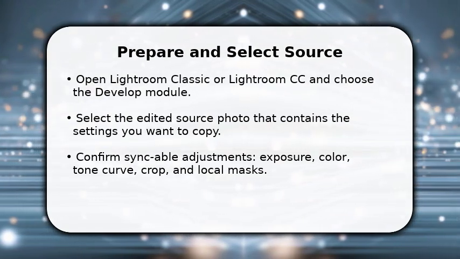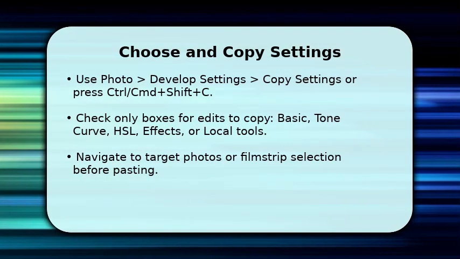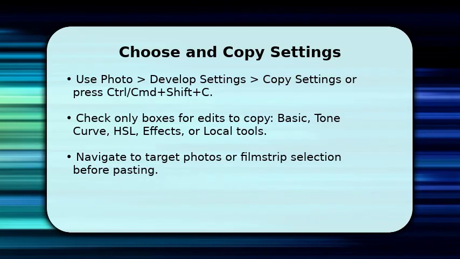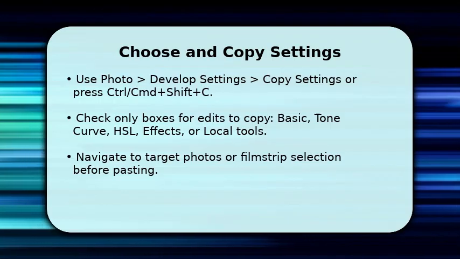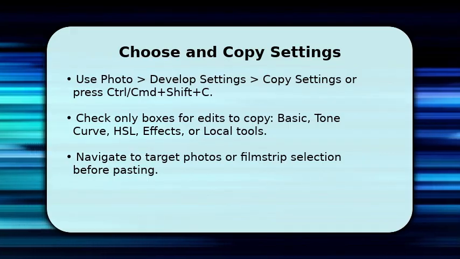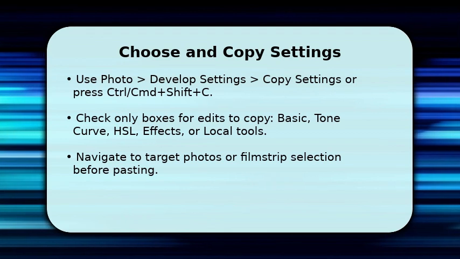Now you pick which settings to copy. Open the Copy Settings dialog and tick only the panels you want to transfer: Basic for exposure and WB, Tone curve for contrast, HSL for color shifts, and Masks for local work. Once done, select the target image or multiple images in the film strip or grid. Make sure to include lens corrections if relevant. After confirming the selection, use Paste or Auto Sync to apply consistently. This targeted approach prevents unwanted changes and keeps results predictable.